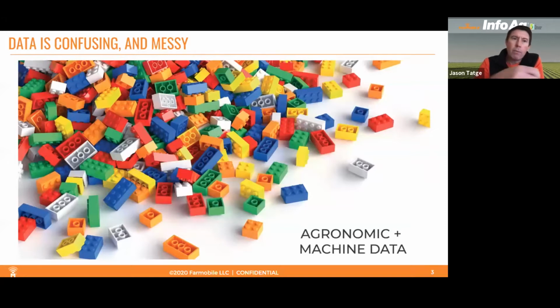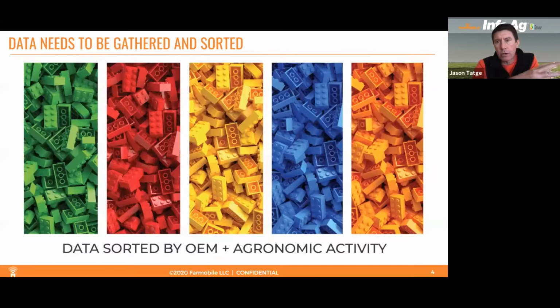So if we move to the next slide, what needs to happen there is we need to be able to sort the data. Some of the challenges involved here is data needs to be sorted by OEM because they have different file formats, and data needs to be sorted by activities. And there's a whole bunch of challenges that come from really just getting this data organized in a way that allows us to make use out of it.